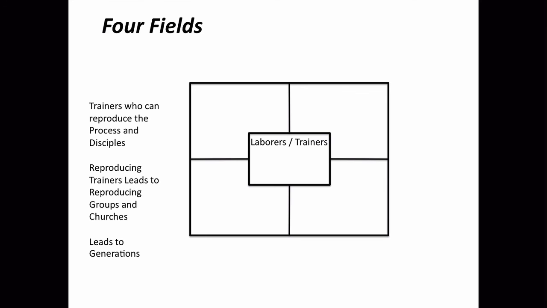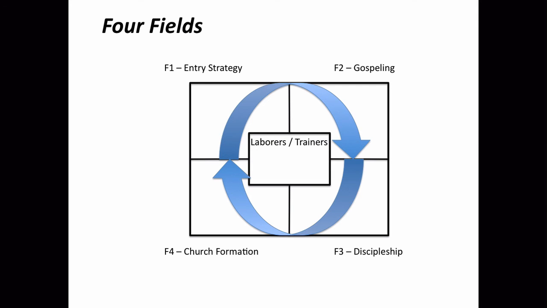So that is the four fields, and what we're doing is we're using this as a kind of visual strategy for what we're doing. And we're very intentional about this, and in order to use this, you go in a clockwise manner and then it repeats itself. Entry strategy, gospeling, discipleship, laborers and training, and then going back to the entry strategy and repeating the process.